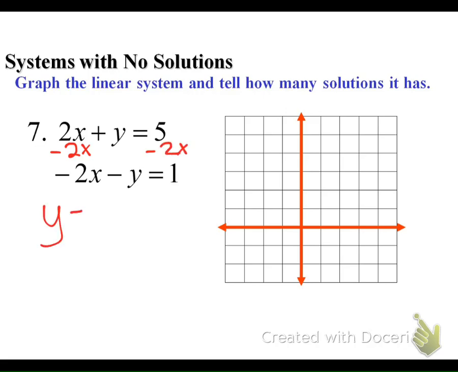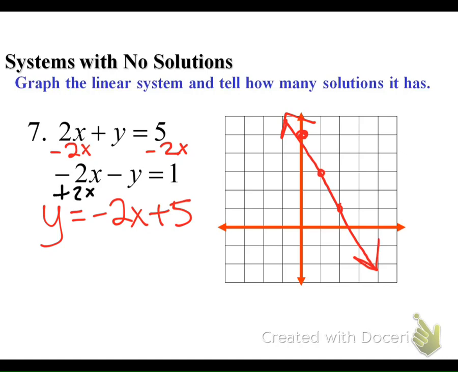So I'm getting y equals negative 2x plus 5. So I'm going to start at 5. I'm going to go down 2, right 1, down 2, right 1. Graph that line. Okay, now I'll do the other one in black.